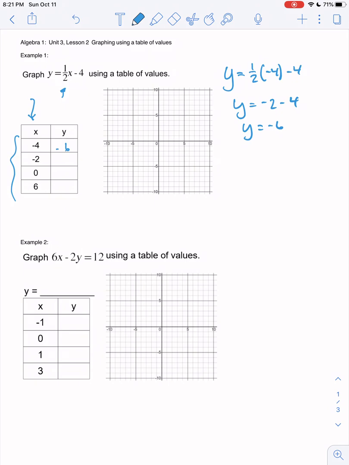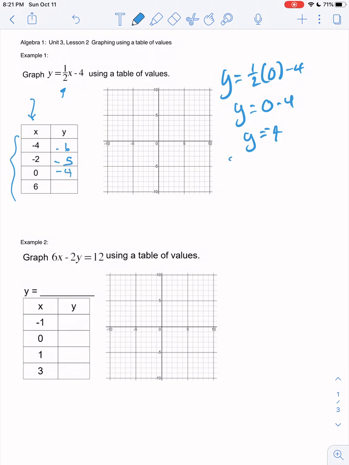I'm going to put that in my table of values. Then I chose -2, so I say y equals 1/2 times -2 minus 4. So that gives me y equals -1 minus 4, or y equals -5. So I'm going to go ahead and put that in my table of values. Let's do 0. 0 is always a good one to choose. So I have y equals 1/2 times 0 minus 4. Y equals 0 minus 4, or y equals -4, and we'll put that in my table of values.